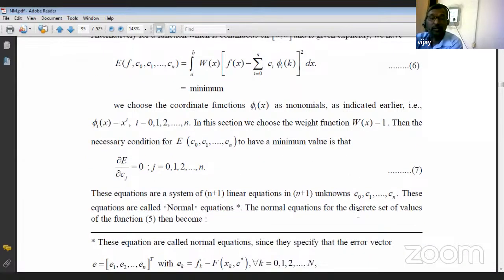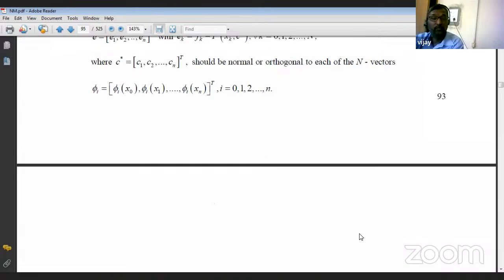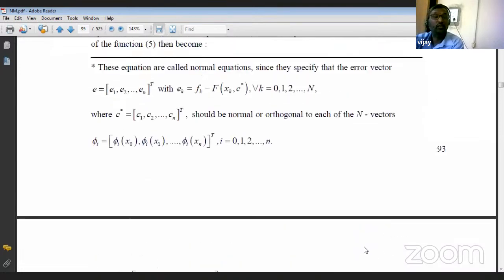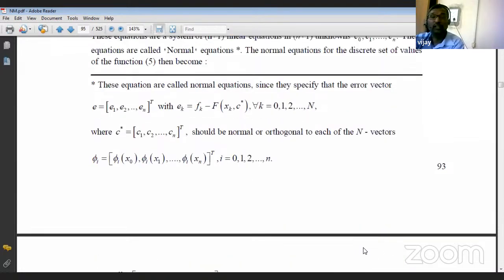These equations are a system of n plus 1 linear equations in the n plus 1 unknowns c0, c1, ..., cn. These equations are called normal equations. So the normal equations for the discrete set of values are these. See here, all of you, these equations are normal equations. So the vector E equals (E1, E2, ..., En) transpose, that is, we are writing E_k equal to f_k minus f(x_k; c star) for every k equal to 0, 1 to n.